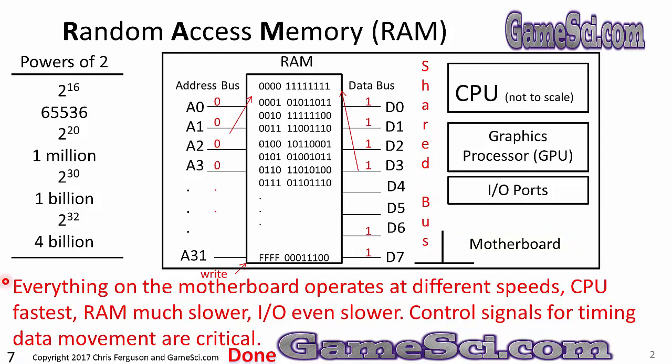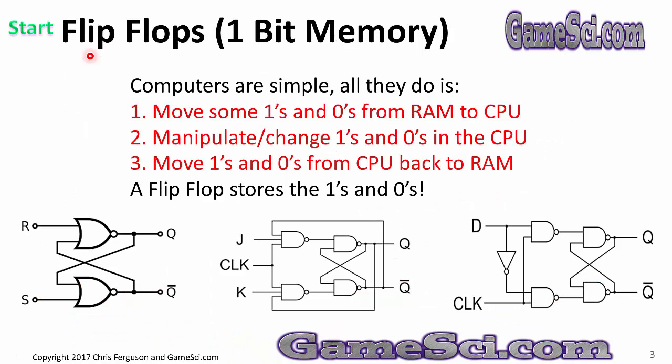Everything on the motherboard operates at different speeds. The CPU is always the fastest component of the computer. RAM memory runs much slower than the CPU does. I/O is even slower. Control signals for timing data movement are critical. The CPU is running much faster than the RAM, so it has to have timing signals to say when data is ready. Flip-flops, 1-bit memory.